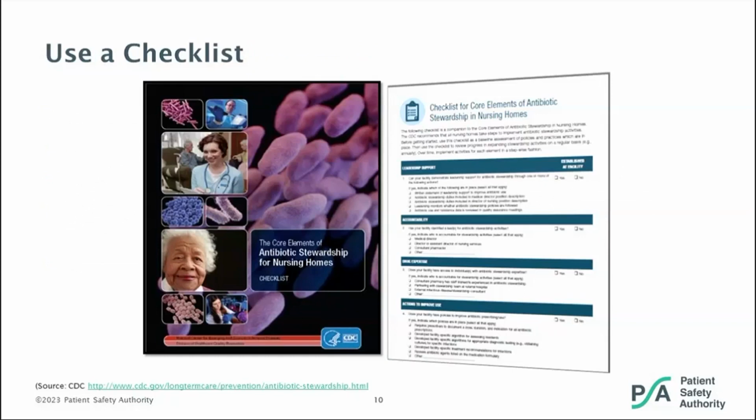This is just an example, with the link on the screen, of the risk assessment for antibiotic stewardship in long-term care that was developed by CDC. It's a really easy to do checklist that evaluates your facility's preparedness in the core elements of antibiotic stewardship. It's one of the best ways to identify your weaknesses or targets for improvement and any gaps you may have in your plan.